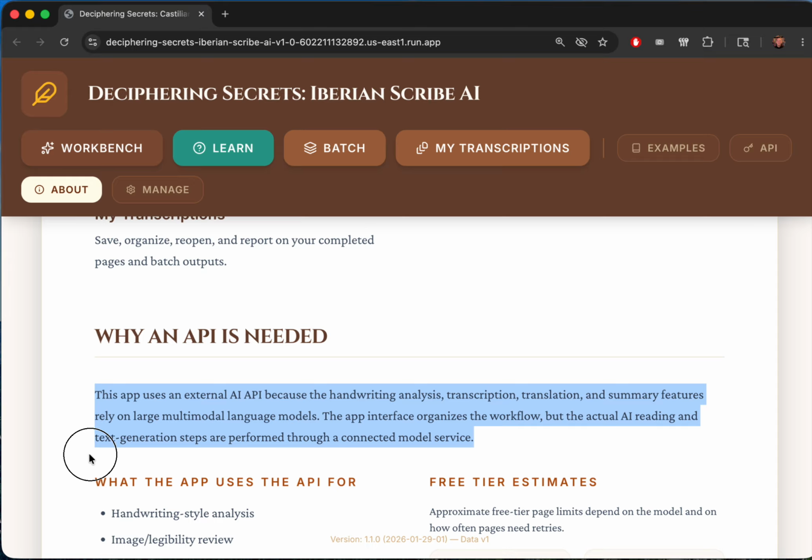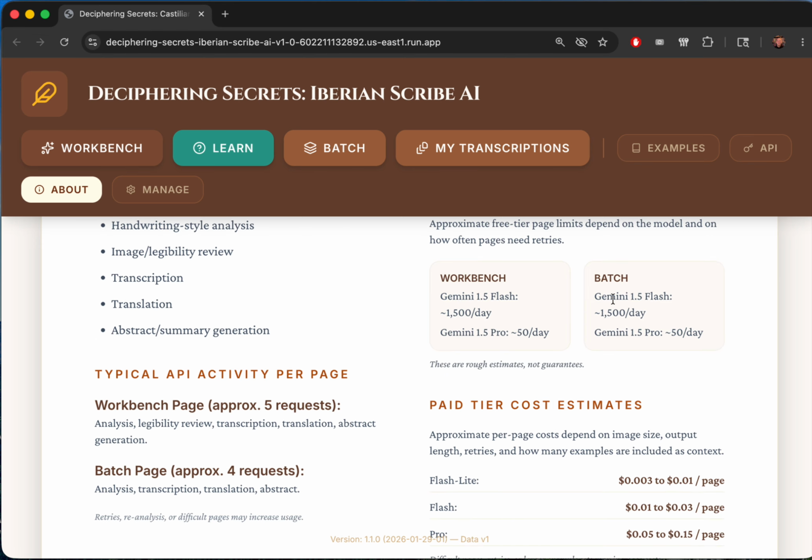And again, just to remind you, why do we need the API key? The app uses an external AI API key because the handwriting analysis and so on rely on these large language models to actually do the work. So the app we've created is an interface that organizes a workflow, but the actual AI reading and text generation steps are performed by a connected model service. It means all that's being processed up in the cloud, separate from your computer itself. And then these are the different models.